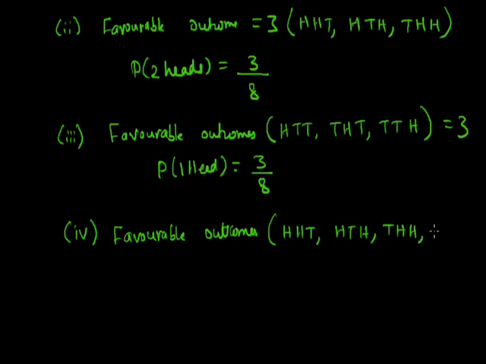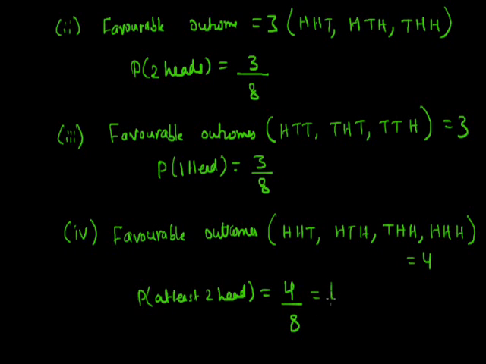So these are the cases in which there are 2 heads. In the question it is said at least 2 heads, so it means there can be more than 2 heads also, and that case is head, head, head. So there are only 4 possible cases in which we are getting at least 2 heads. So the probability of getting at least 2 heads will be equal to favorable outcome, that is 4, upon possible outcome, that is 8. So this will be equal to 1 by 2. So this is the probability of getting at least 2 heads.